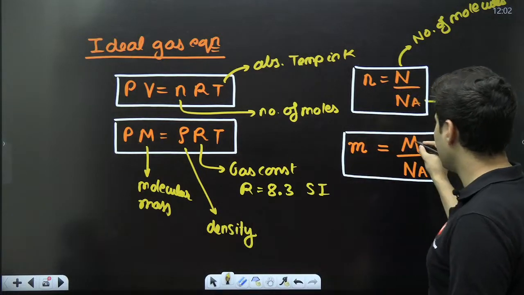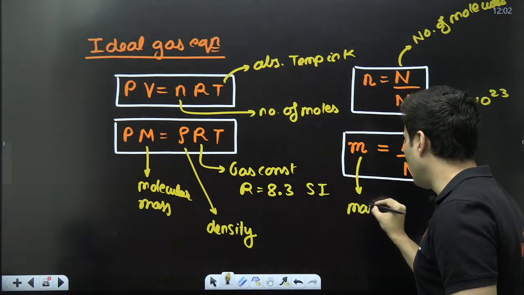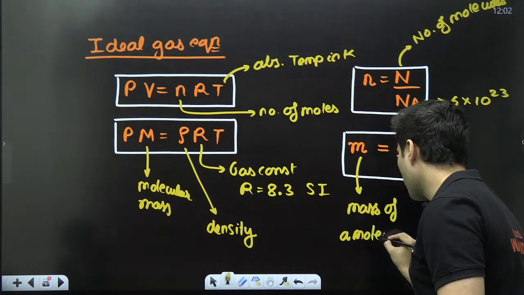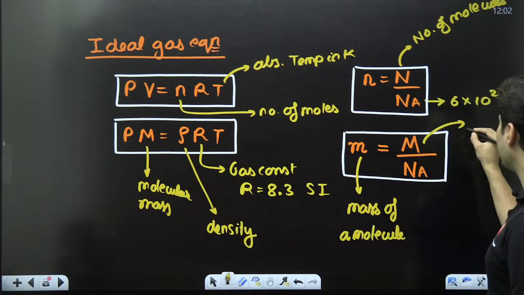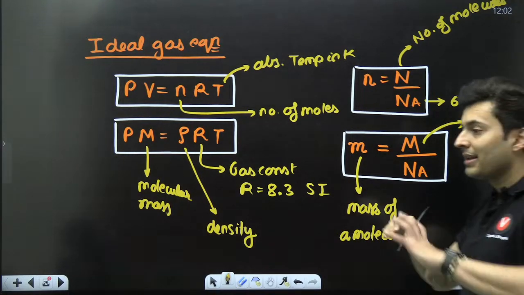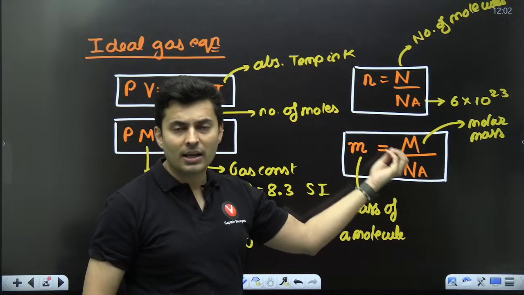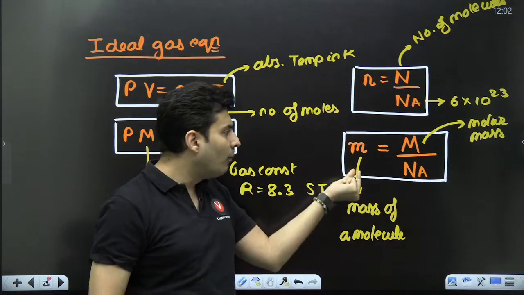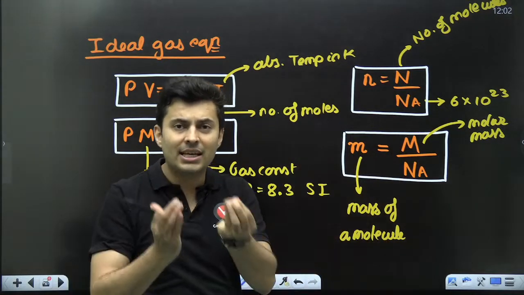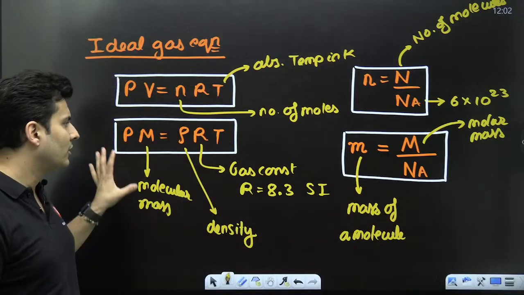Here, capital M is the molecular mass, or molar mass, and small m is the mass of a molecule. Molar mass is always per mole. So 6 into 10 to the power 23 molecules have these many grams or kgs of mass. So one molecule will have these many grams divided by the number of molecules in 1 mole. That is what it is, right? So these things you should know.